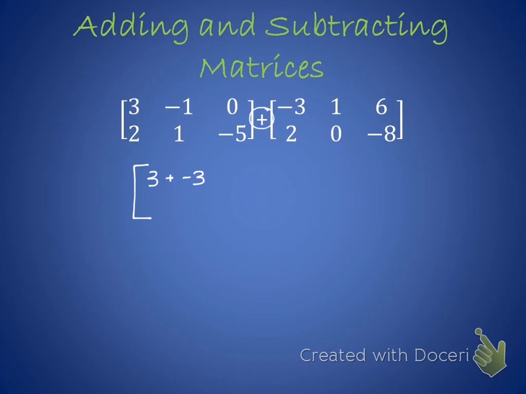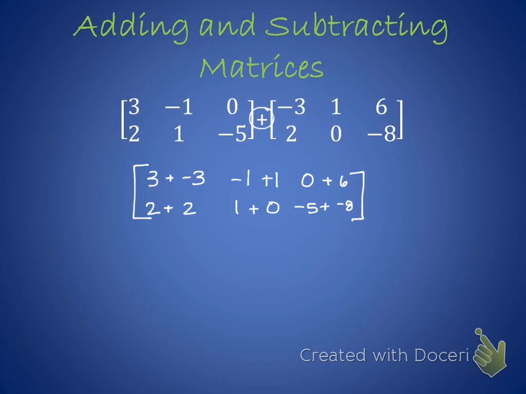Negative 3. Very good. Then I have negative 1 plus what? 1. Very good. 0 plus 6. Then I have 2 plus 2. 1 plus 0. And negative 5 plus negative 8. Very good. I do want you to write this step down. Now all we're going to do is solve.